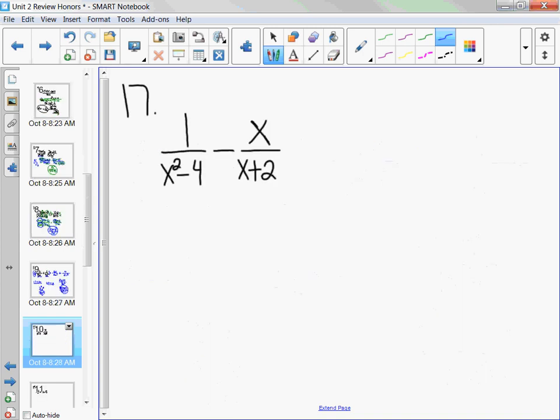Number 17, subtraction is like addition. I just got to get a common denominator to add these together, but then I subtract the numerators. Once again, I factor completely each of these denominators. X squared minus 4 is a difference of 2 squares, so it factors to be x plus 2, x minus 2. And of course, the other fraction, the denominator is x plus 2, which is not factorable.